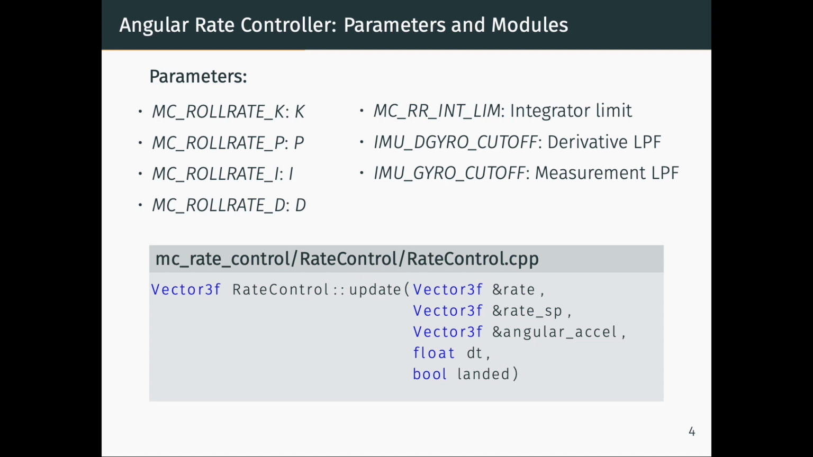The control law is implemented in the MC rate control module. In the ratecontrol.cpp file, you will find an update function like the one shown here. The control law is implemented in this function, and if you are interested to extend or to modify the controller, this would be the place to start.